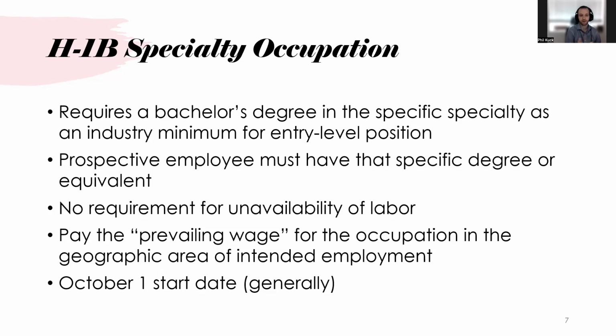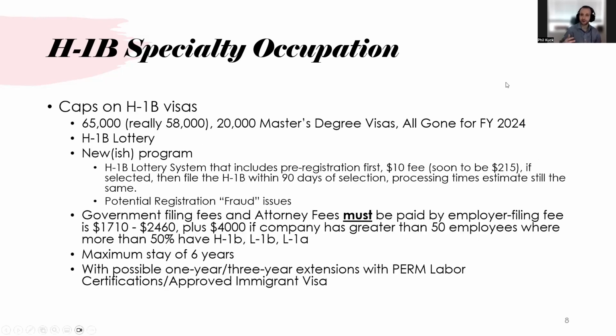The prospective employer for the H1B must require that specific degree or its equivalent. Its equivalent meaning that if you got it in a foreign country, you can get that evaluated to make sure that it's equivalent to a U.S. bachelor's degree. There's no requirement for unavailability of labor for the H1B. So the employer needs to make sure that they're able to pay the prevailing wage for the occupation in the geographic area of intended employment. And generally, all H1Bs start on October 1st.